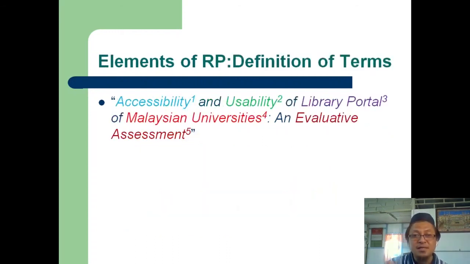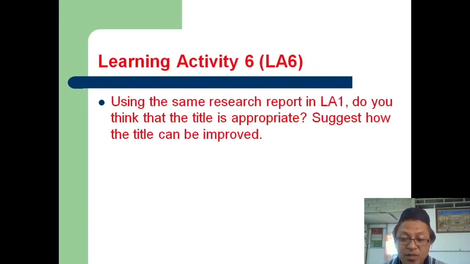Like this example, I've split into 4 parts. You have to define accessibility. You have to define usability. You have to define the library portal. You have to define Malaysian university, and then define evaluative assessment.